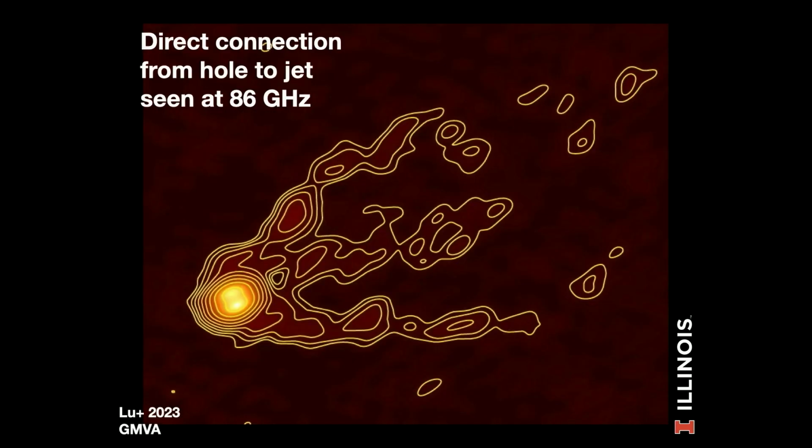Recently, there was a paper by Liu et al. looking at more data from the GMVA, looking at 3 millimeter data. And here you can see both the core, which seems to have a little dimple in it, and a direct connection to the jet. So I think this pretty persuasively makes the case for the first prediction.